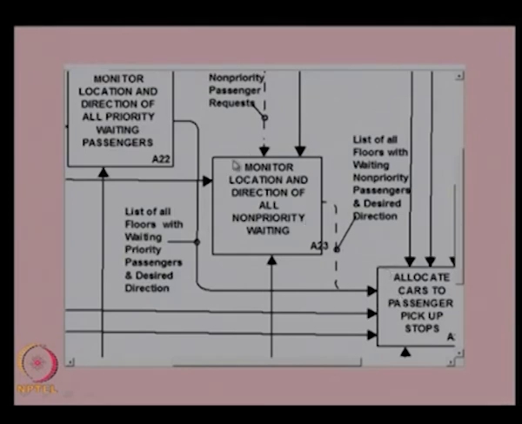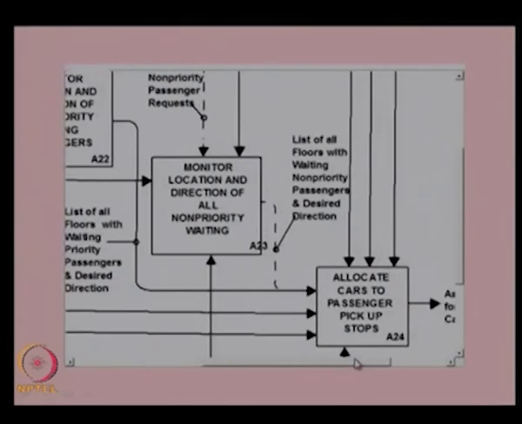Similarly, the location and direction of all non-priority waiting passengers also will be monitored, again using the input from the passengers. These inputs will be used to find out where the non-priority passengers are, what their requests are, and that information also will be sent to the allocate cars to passenger pickup stops.